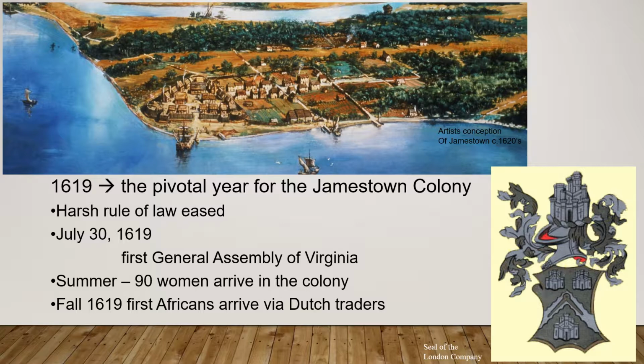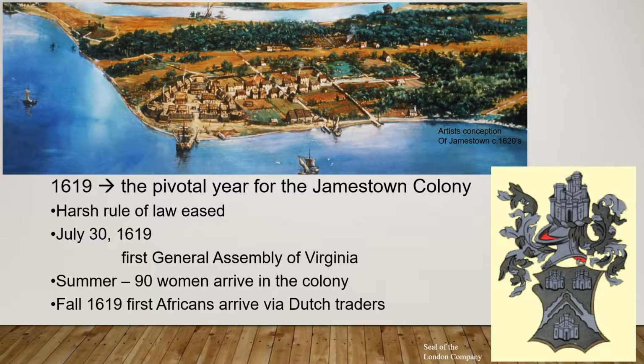So, transitioning then, the summer of 1619. We don't know the exact date, but 90 women arrive in the colony. Now, think this all the way through. The colony started in 1607. That was 12 years earlier. And with a very few exceptions, there were no women in the colony.